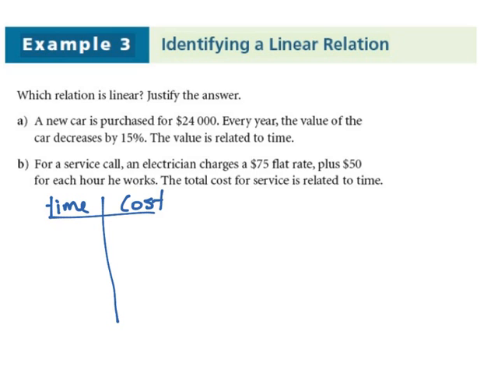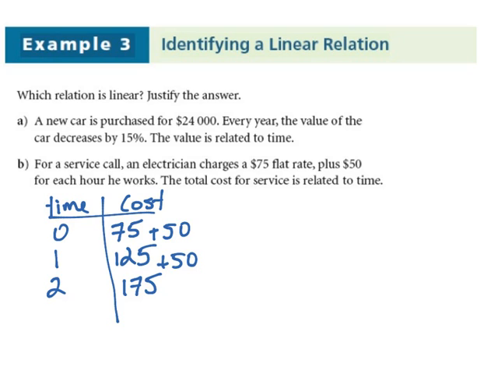So at time 0, the electrician charges $75. Then for the additional hour, there has to be a $50 charge for each hour, so it's now $125. For the second hour, we add in one more 50 for each hour, which is $175. For the third hour, we add another 50, and that turns out to be $225.